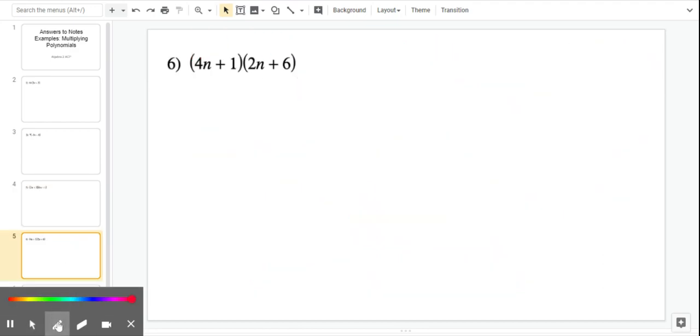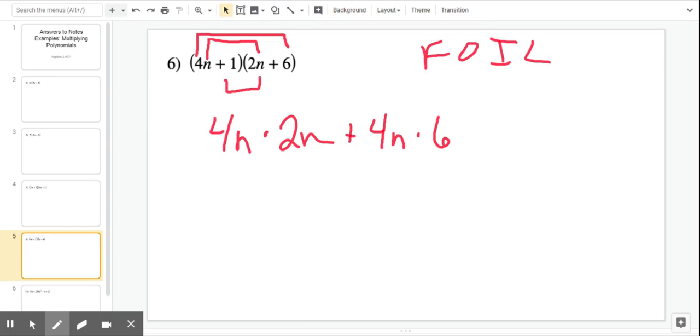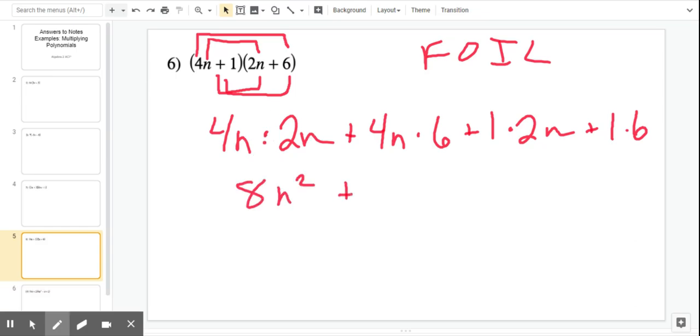All right, next one, it's the same kind of thing. So we're going to do FOIL again. So 4n times 2n is first, and then outer is 4n times 6, and then inner is 1 times 2n, and then last is 1 times 6. So then we have 4n times 2n, which is 8n squared. 4n times 6 is 24n. 1 times 2n is just 2n. 1 times 6 is just 6.